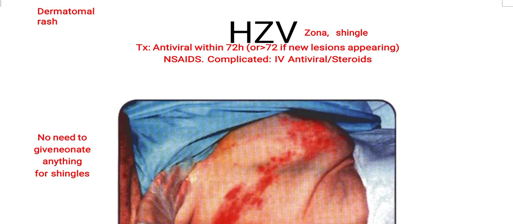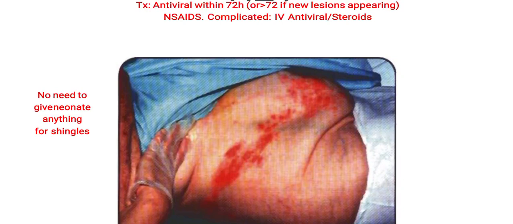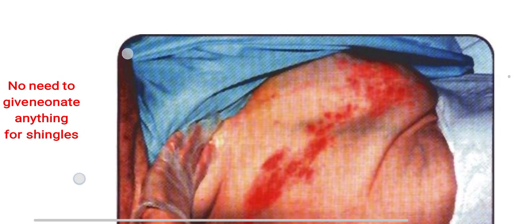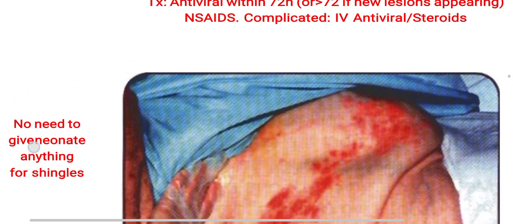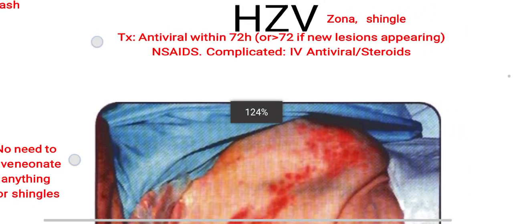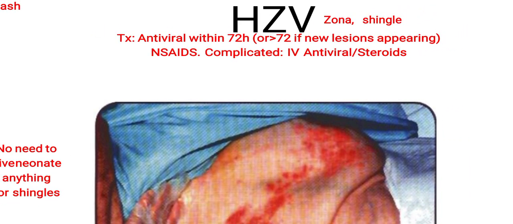Our next picture is herpes zoster virus. This frequently comes in the exam. This picture is very important. If you see this, these are the herpetic lesions. I will show you closely. In this scenario, they mostly ask about the treatment.